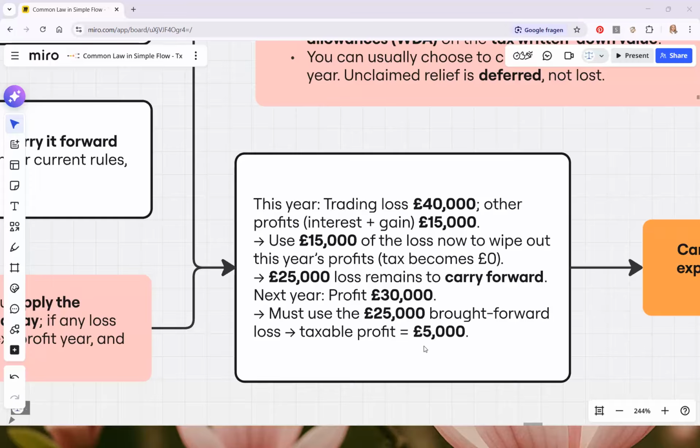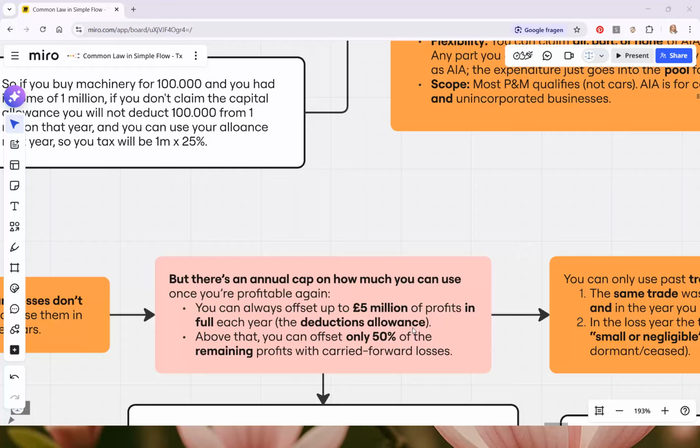Carried forward losses don't expire. You can use them in future years. But there is an annual cap on how much you can use once your profit is big. This is important. There is a cap on how much you can use.